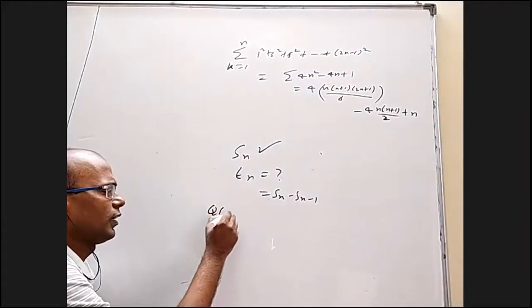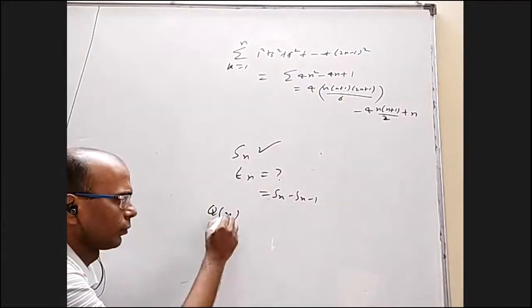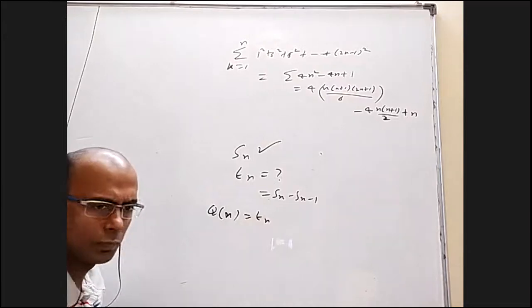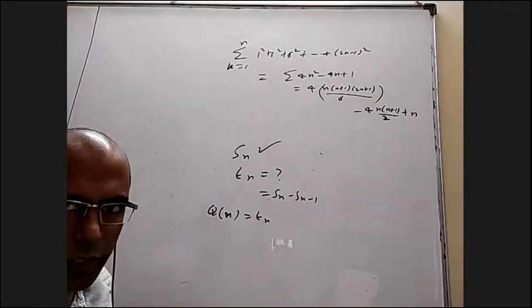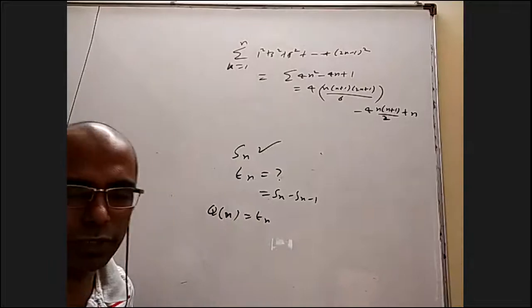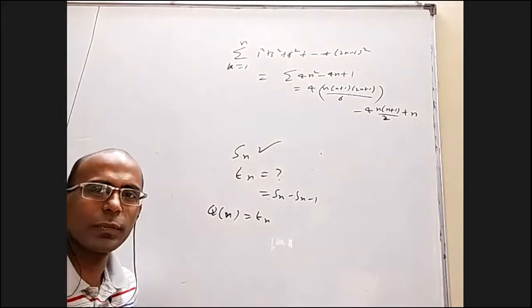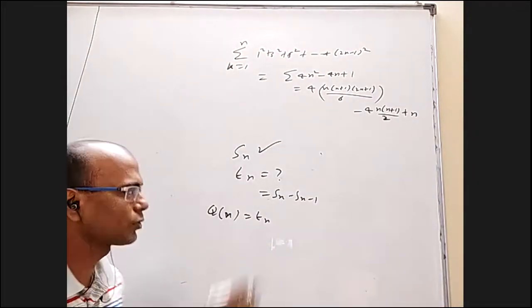So phi of n, yes, please. Sir, how do you know that the terms are in AP? I am not saying that it is in AP. Who said it is AP? This is true for any progression: AP, GP, some unknown progression, also AGP. It is true for everything, right?